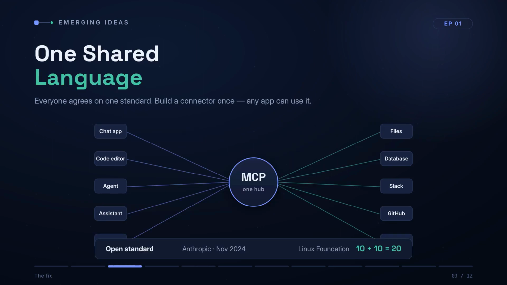So here's the fix. MCP, the Model Context Protocol, is an open standard announced by Anthropic on November 25, 2024. The idea is simple but powerful. Instead of every app building its own private connection to every tool, everyone agrees on one shared language. Build a connector once following that standard, and any AI app that speaks MCP can use it immediately. That 100 integration problem collapses down to 20, 10 apps plus 10 tools, N plus M instead of N by M.